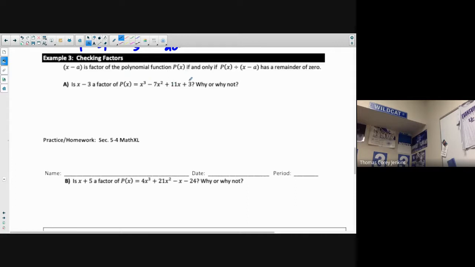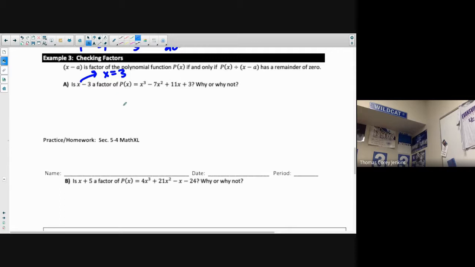Why or why not? So, before this lesson, the only thing you could really do to check that would be to either try to factor this out and see if that was a factor, or you could go graph this. You could plug it into your graphing calculator and see if it goes through x equals 3, right? Those would be some other ways you could check it. But we can also use synthetic division, okay? Here's what I mean. And you might already kind of guess what we're looking for.